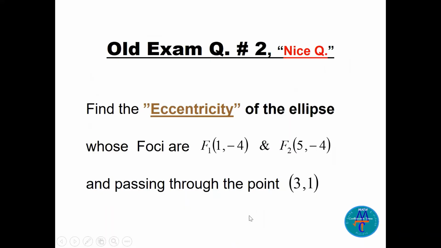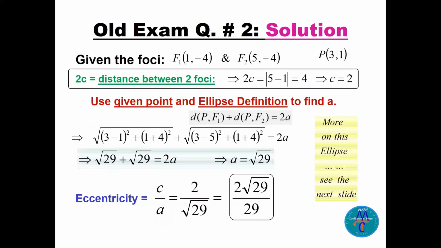Question number 2 is nice. We need to find the eccentricity of the ellipse. The foci are given, F1 and F2, and the ellipse passes through the point 3, 1. Given the foci, we know that 2c is the distance between the two foci. So we can put 2c is equal to the absolute value of 5 minus 1. So c will be 2.